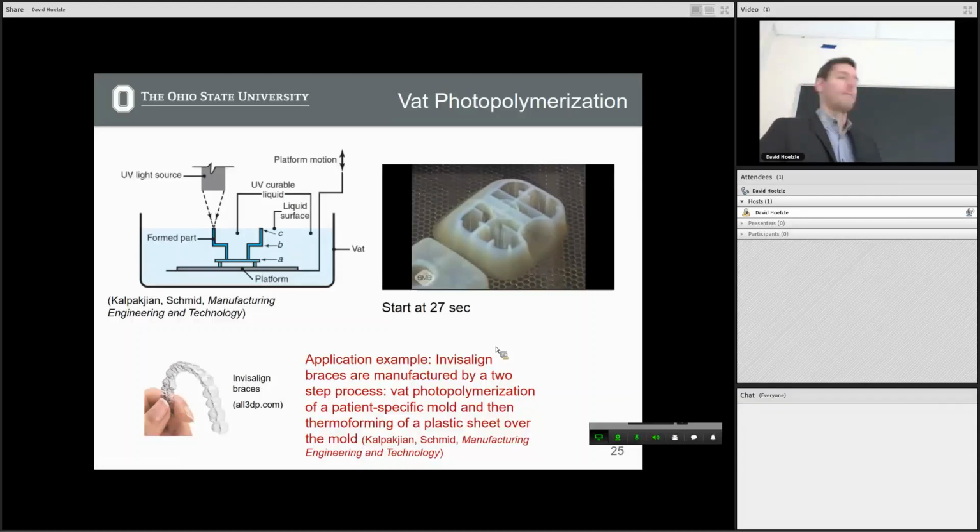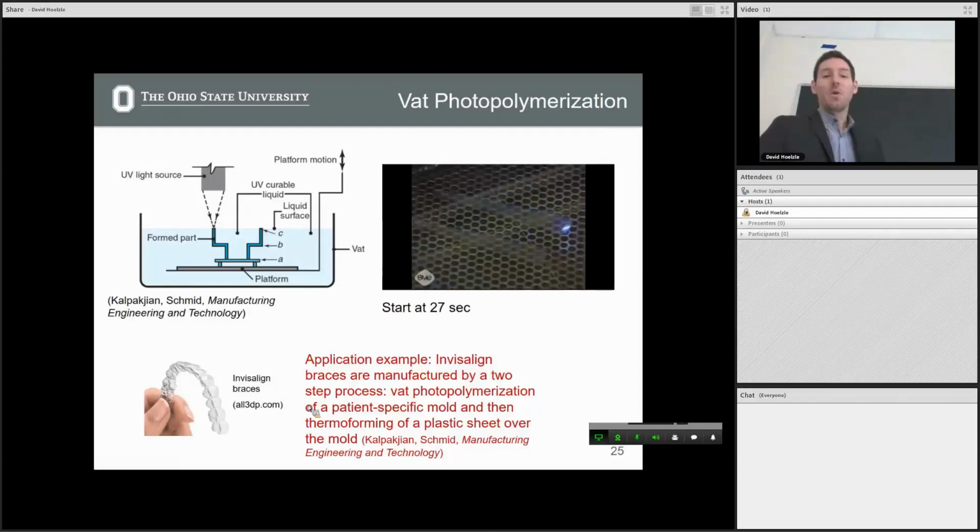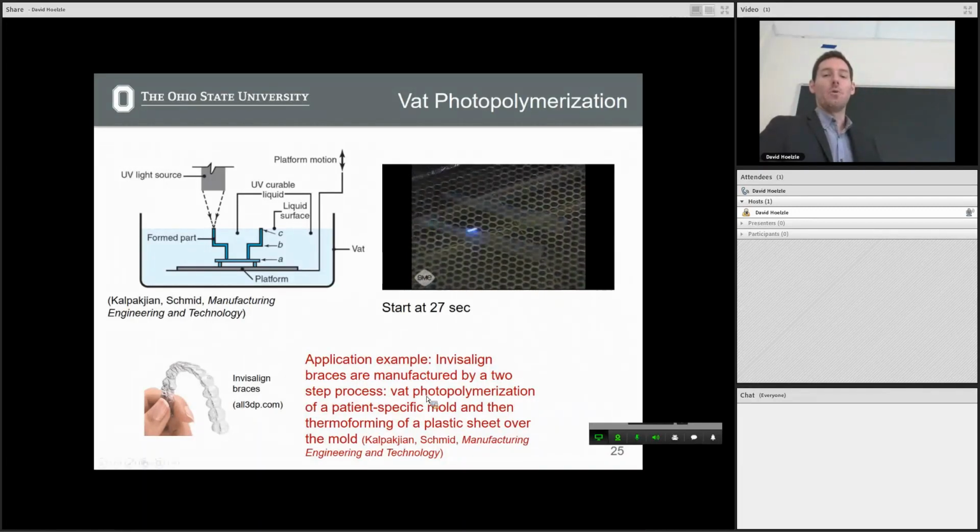This is another success story, too, in terms of additive manufacturing. So Invisalign braces, which you've probably seen these commercials on television. Maybe one of you have had Invisalign braces at one time in your life. So you raise your hand? Oh, okay. Okay. What they do is they actually make the mold for these Invisalign braces.